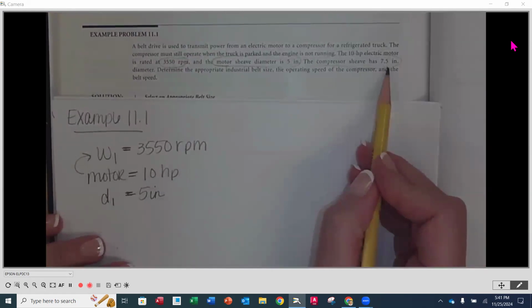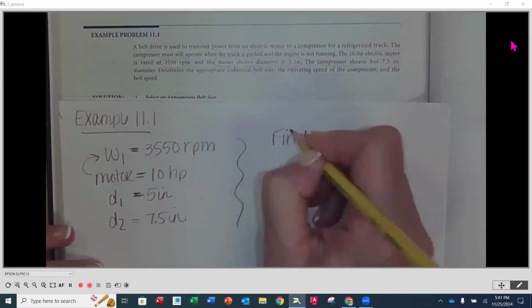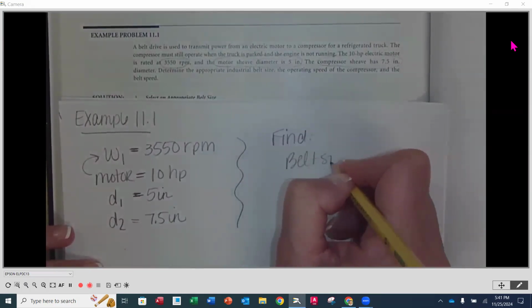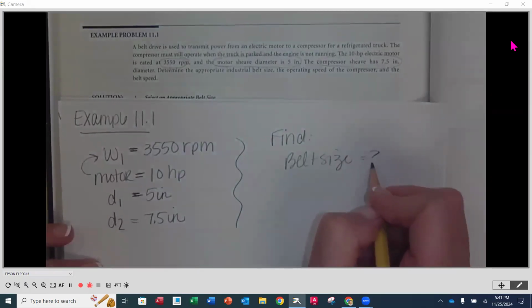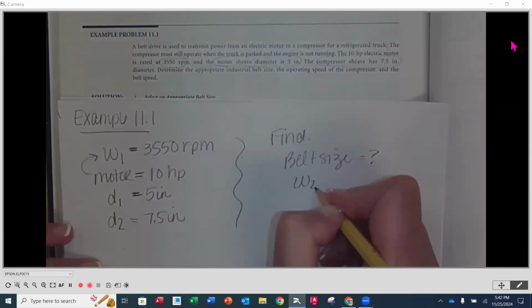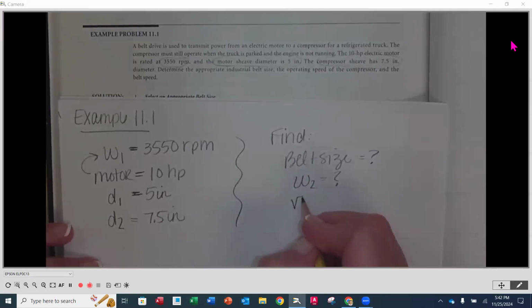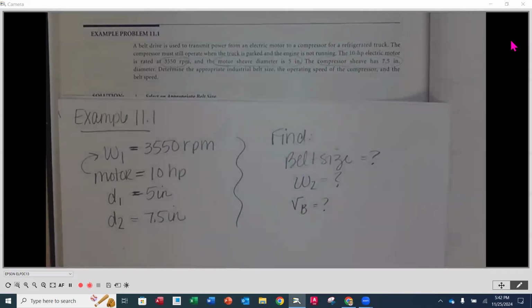So then the compressor is going to be our output. It says the compressor sheave is 7.5 inches in diameter. So that would be our D2, 7.5 inches. So it's a little bit bigger. Given that information, they want us to find the belt size. They also want us to find the operating speed of the compressor. That's going to be our output angular velocity, our W2. And then they want us to find the belt speed, VB.